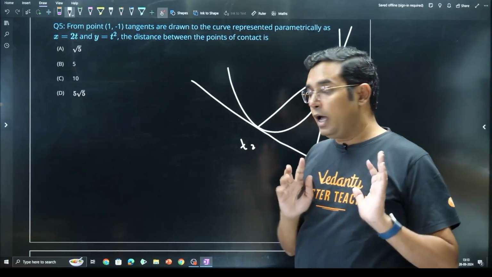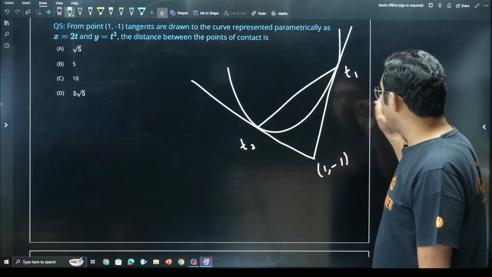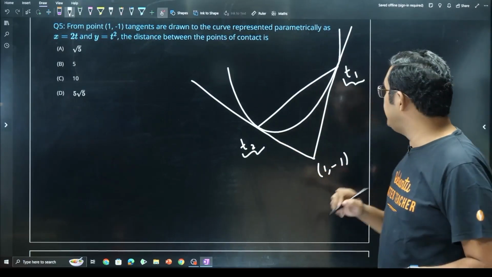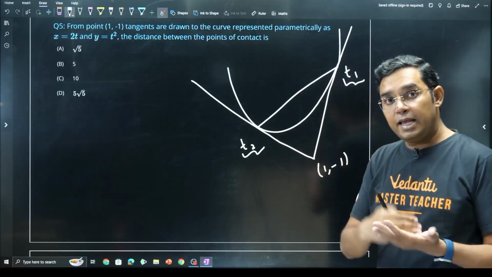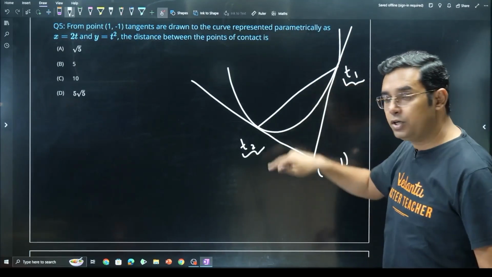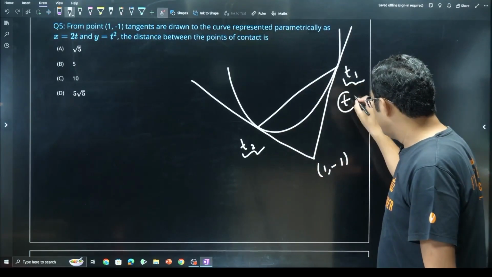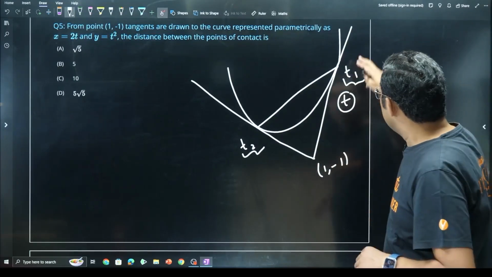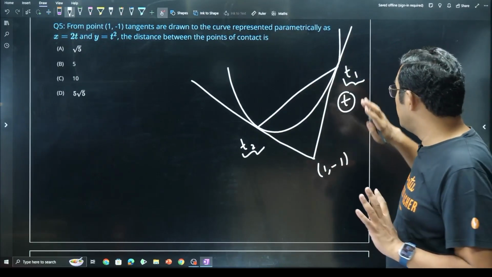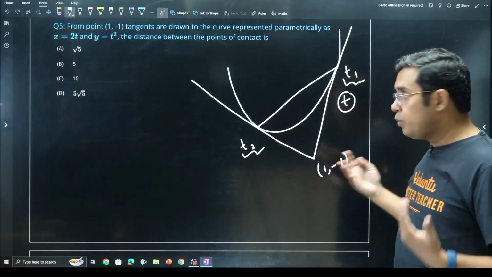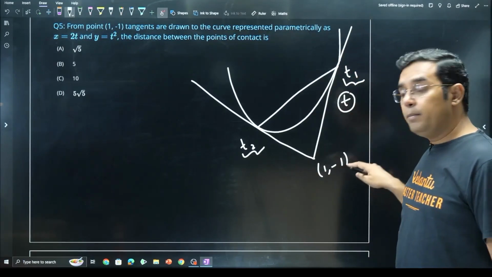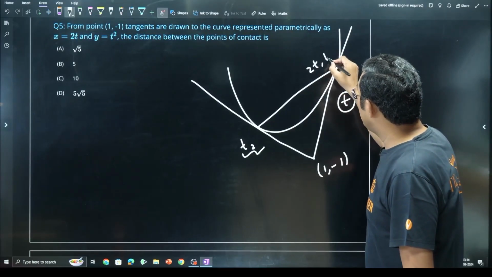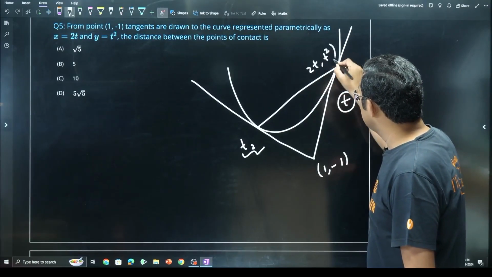Okay, and how I am going to approach, please see. What I was saying is that for T1 and for T2 both, I will take a single value t only, and that t will have 2 solutions, one as T1, one as T2. So let's say it was t here, it could have been here also. Now we will approach this question in that way: the slope of the line joining this point to (1, -1), and this point is how much? X coordinate is 2t, y coordinate is t square.